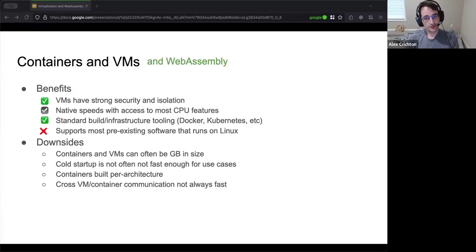So WebAssembly has a very, very strong security isolation story. It can generally run things at native speeds. There are a few caveats to that, which is why there's a bit of a gray check mark. I'll talk a little bit more about that later.